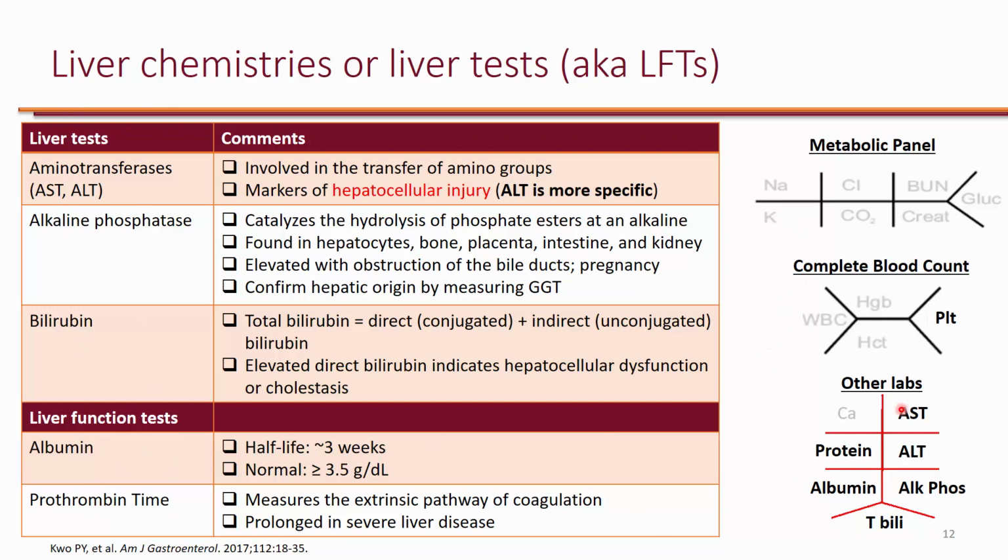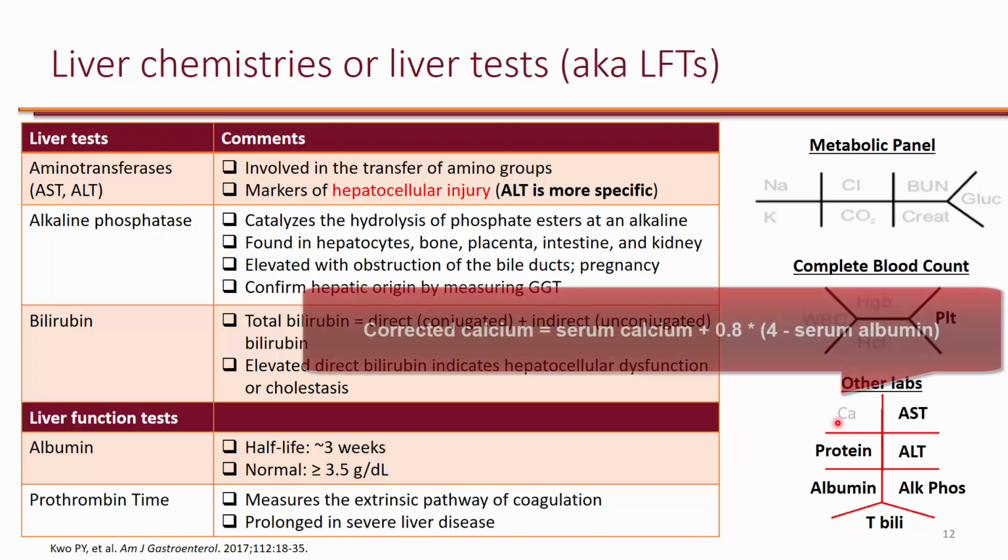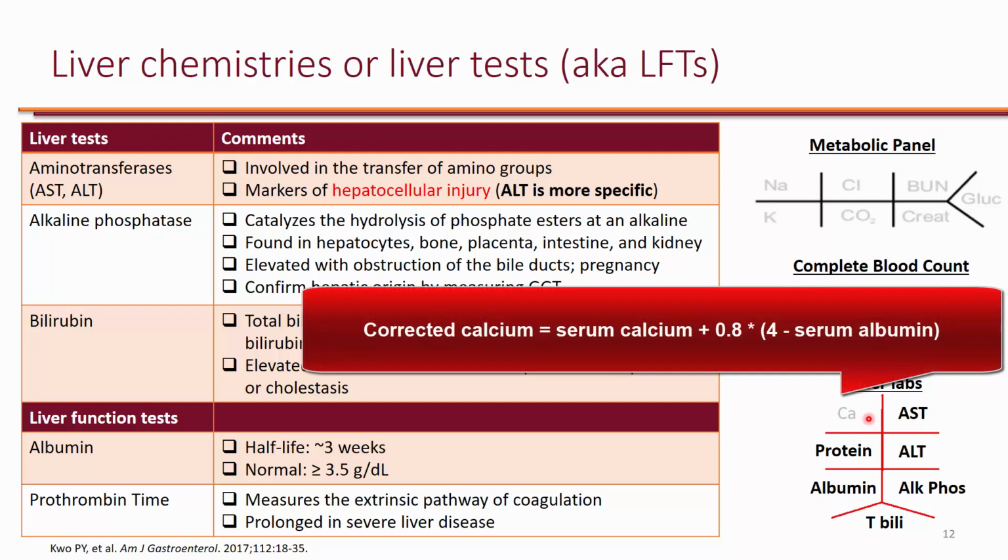Now, a couple of things about other lab values. So one thing is that with calcium, because calcium is protein bound, if your albumin is low, you need to correct calcium. So calcium may artificially look low, and that's only because you have low albumin in patients with cirrhosis, so you need to correct for it, and there's an equation for it. Basically, the equation is corrected calcium equals whatever calcium you measured in the blood plus 0.8 times 4 minus serum albumin.